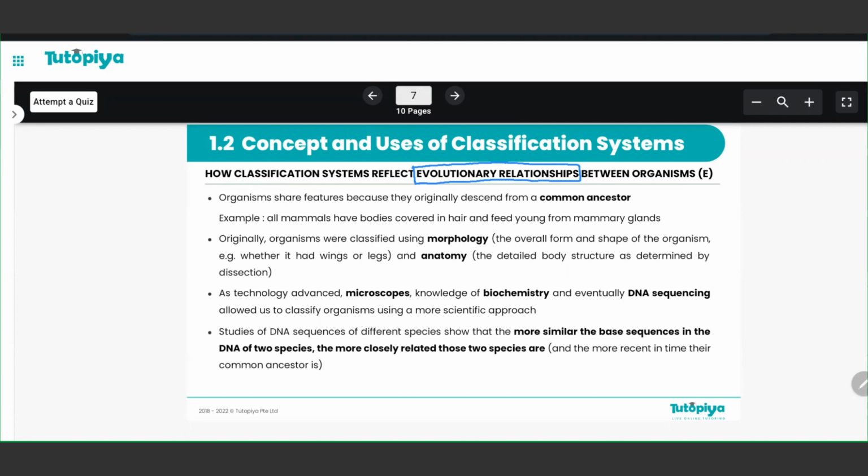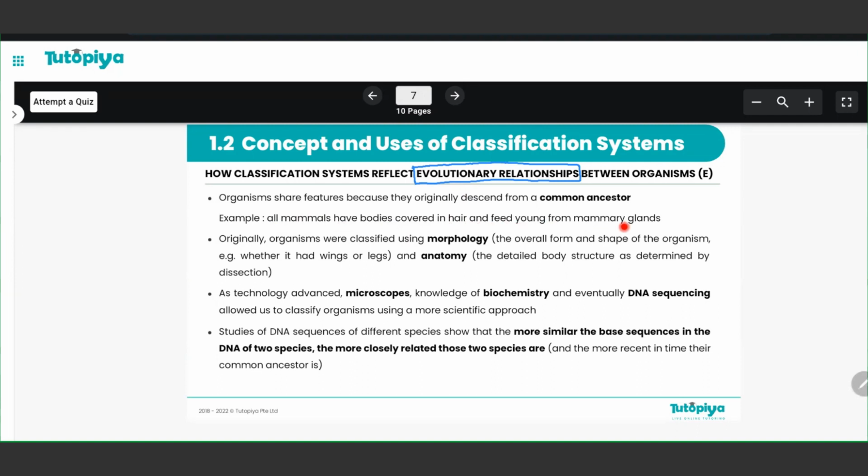All right. Now, when we talk about classification systems, the aim of a successful classification system is basically to reflect the evolutionary relationships between the organisms within a particular group. Now, if you think about this scientifically, how is it that certain organisms share similar features? For example, if you consider the group of mammals, we know that all mammals have bodies covered in hair and they feed their young from mammary glands.